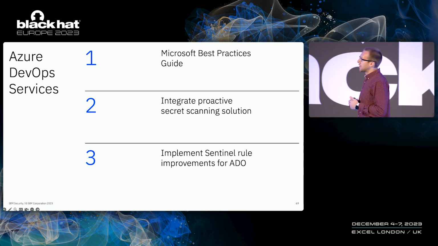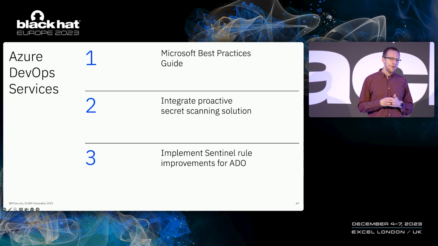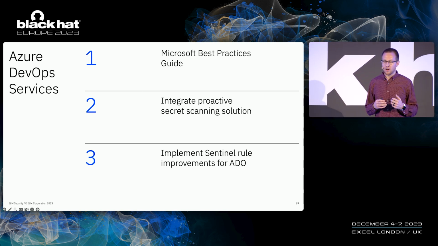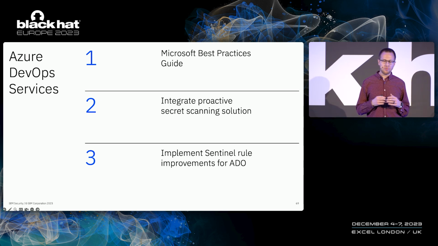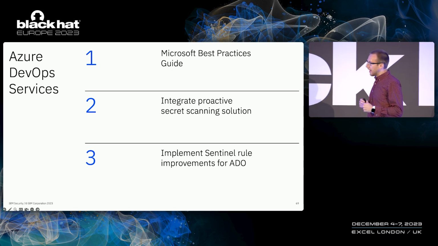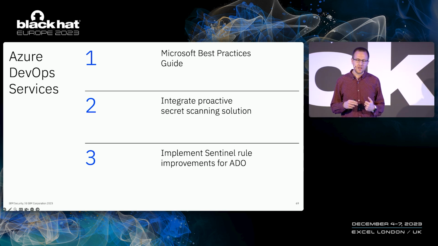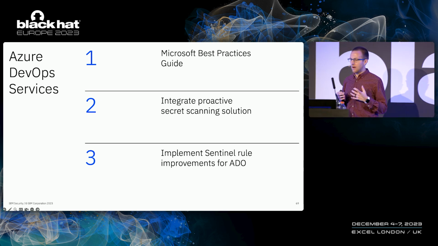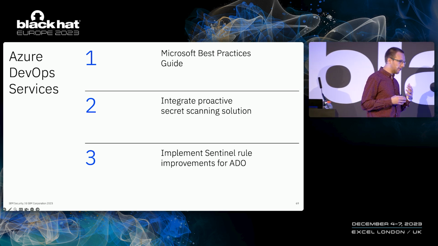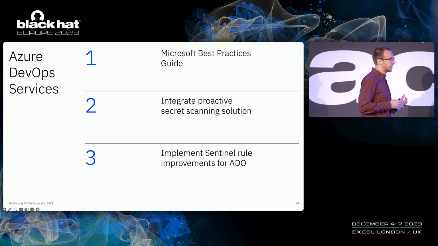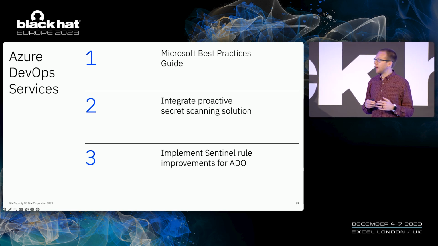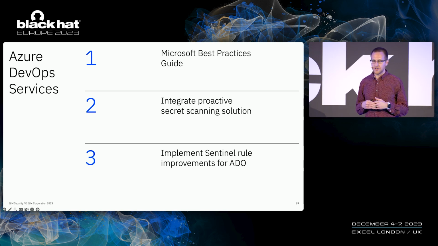Three main recommendations for the Azure DevOps Services platform itself. Microsoft has a really great best practices guide, and I have this linked in the white paper, that's got tons of different recommendations for hardening your platform. Second is to integrate a proactive secret scanning solution, something like GitHub Advanced Security for Azure DevOps, that can proactively detect the use of credentials when they're being insecurely stored or used within code, and also to scan for known code vulnerabilities. Then my third recommendation here would be to implement the Sentinel rule improvements for Azure DevOps that I showed today.